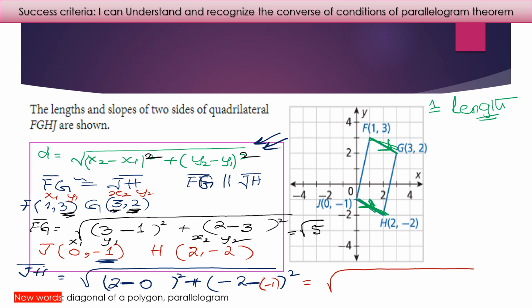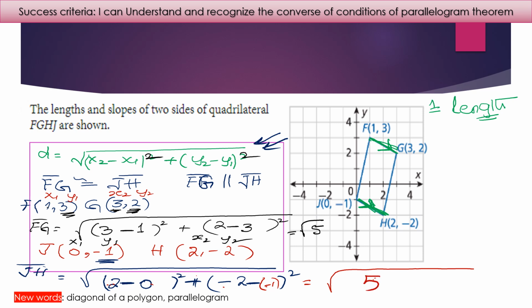Okay, again, 2 minus 0 is 2. 2 square will be 4. Minus 2 plus 1 is minus 1, and minus 1 whole square gives me 1. Or I can write all this in the calculator and I get square root of 5.